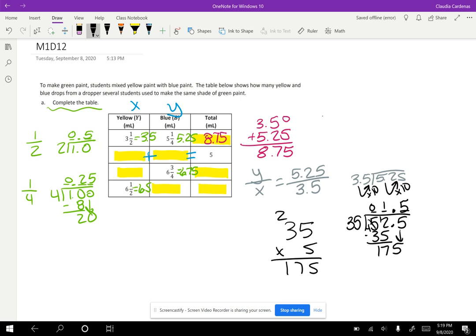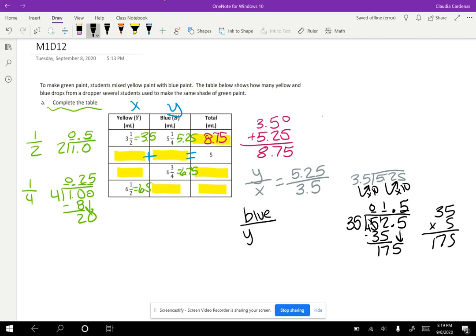So if I actually rewrote that, let me go ahead and move this over here on this side. If I rewrote my unit rate, then I know the amount of blue paint over the amount of yellow paint would be 1.5 milliliters compared to 1 milliliter of yellow paint. In fact, I can actually add that to my table here. So this is my unit rate.